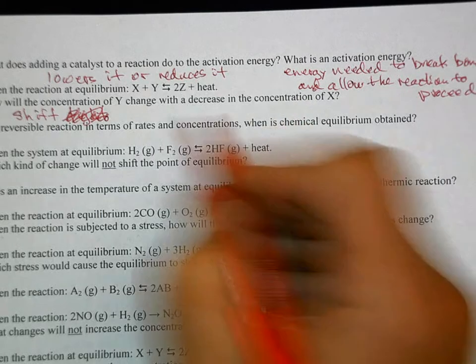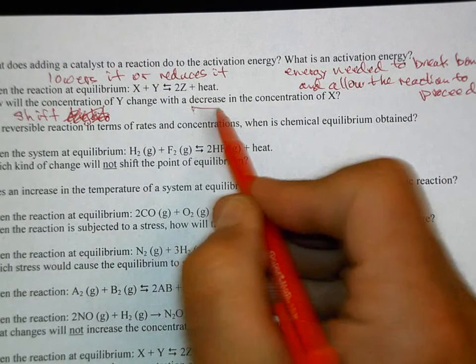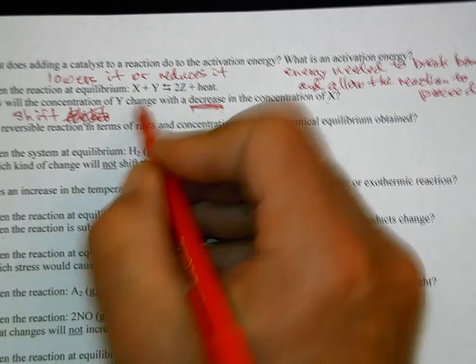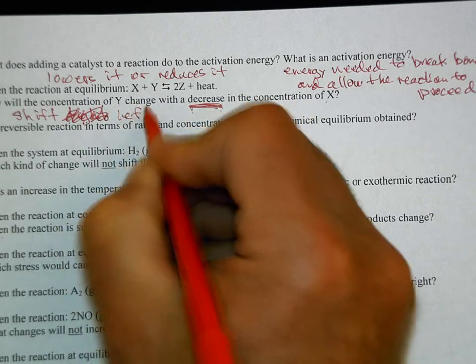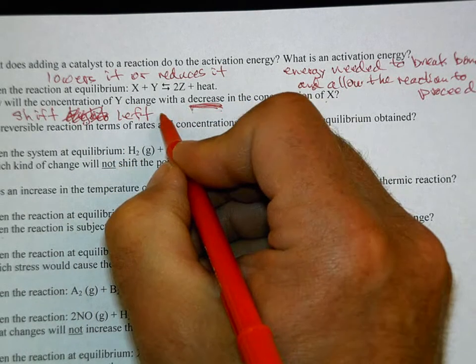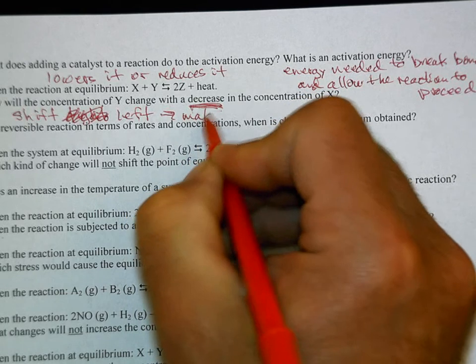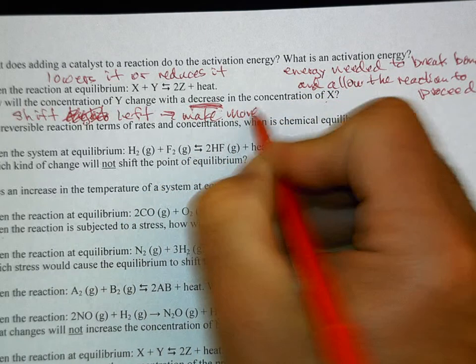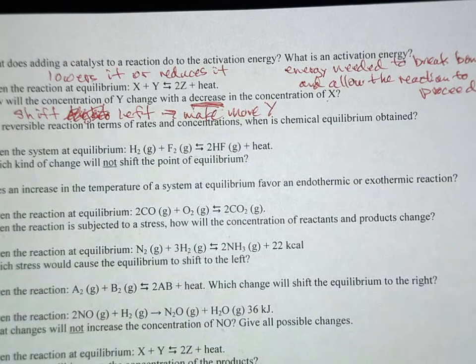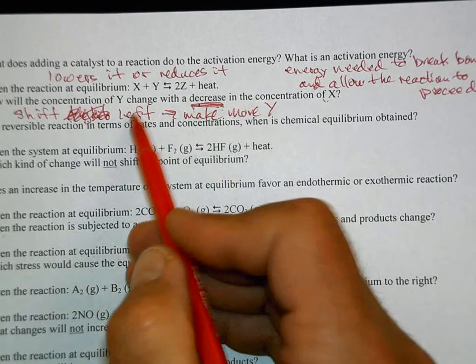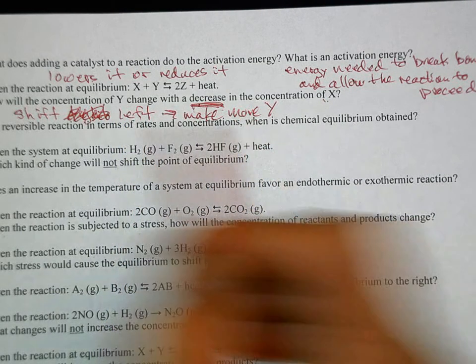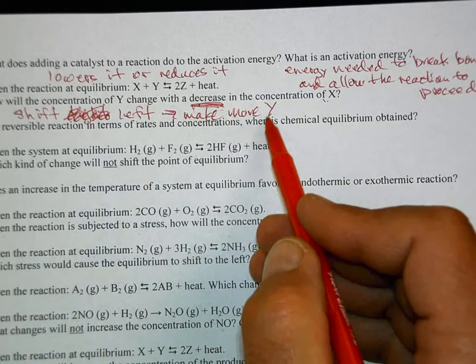It's always the opposite. Decrease in X means we want to make more X, so it shifts left. So that will make more Y. That's the key. Always go the opposite. So decrease in X means make more X, which means we need to shift left, which means we'll make more Y.